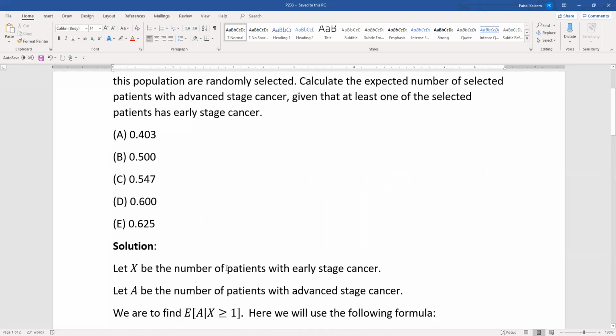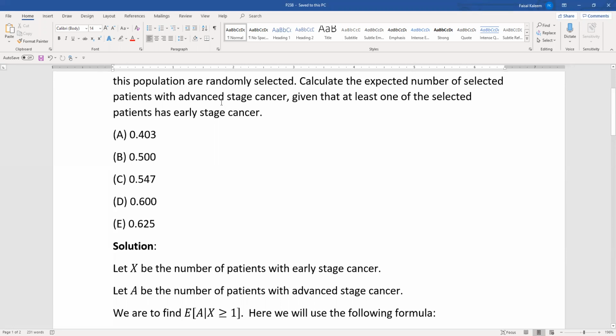So let A be the number of patients with advanced stage cancer and X be the number of patients with early stage cancer. So we're not calling the early stage patients E because E is also a symbol for the expected value. Therefore, we're calling that X, but A has no other meaning. Therefore, advanced stage patients would be A.